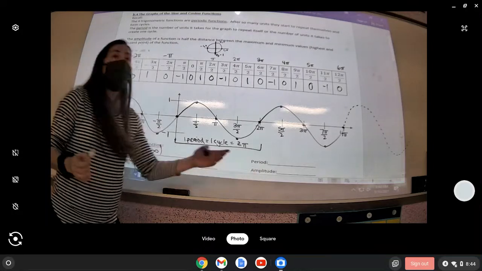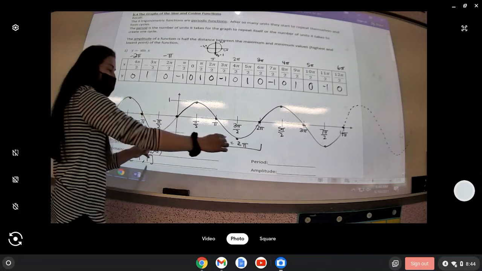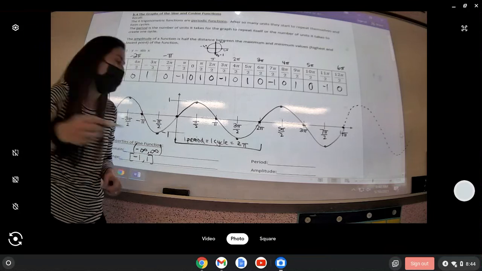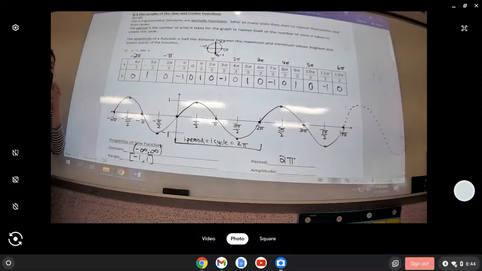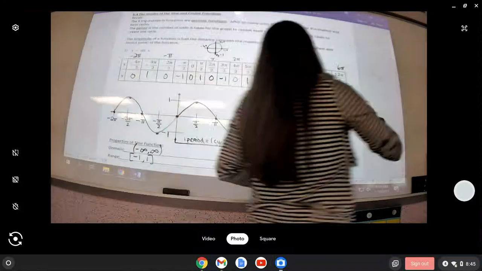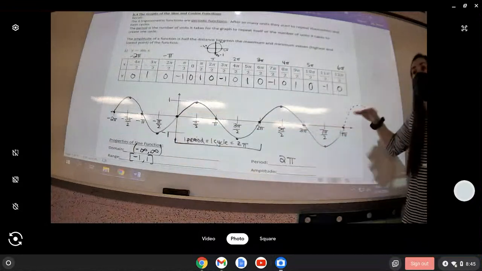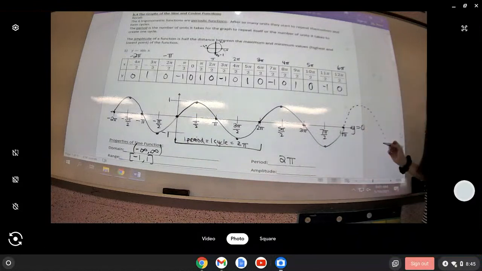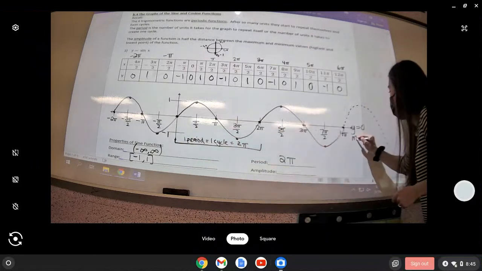All right, your period. Well, guys, what did we say it took? How many inputs have to go by to create one sine wave before those outputs start repeating themselves? 2 pi, right? One complete rotation around the circle, and now all the outputs come out again. So the period is 2 pi radians. And then the amplitude. Well, guys, the x-axis cuts this graph literally in half. So we think of the x-axis, the line y equals 0, as what we call the midline. It goes right through the middle of the graph.